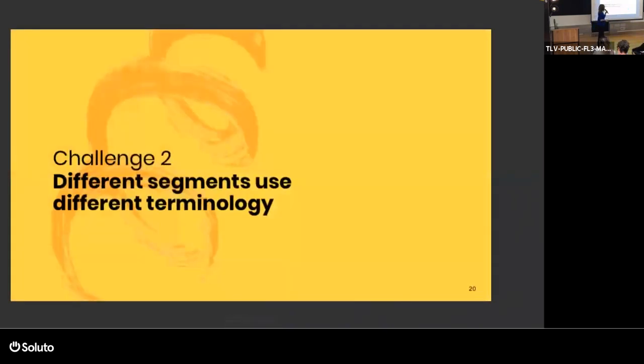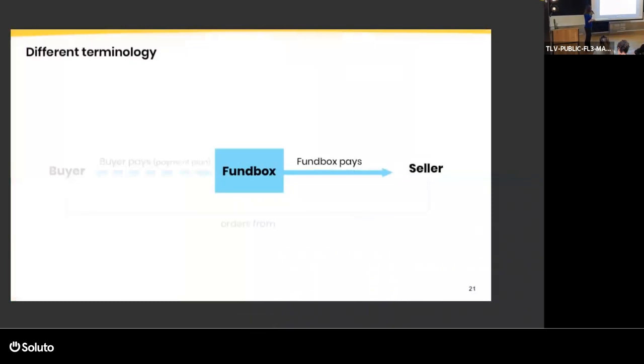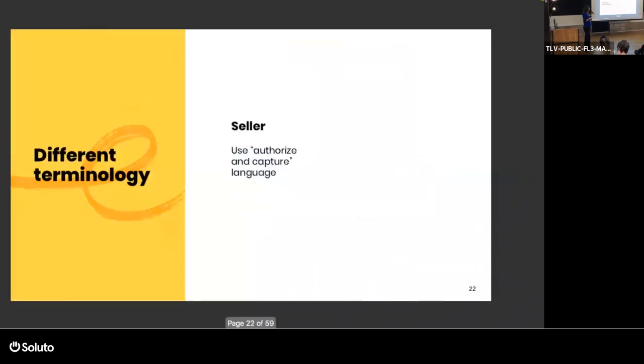Another challenge, beyond different pain and very microcopy oriented, is that they use different terminology sometimes. So let's talk about the part where the Fundbox pays the seller. When are we going to pay the seller? So many sellers use a process called authorize and capture. So this is like when you go to a hotel and you give them your credit card as soon as you check in. They don't actually take any money, but they sort of check it's there, check you have the credit, and may even set it aside so that if you use the mini bar, for example, they have a way to for sure collect the money.